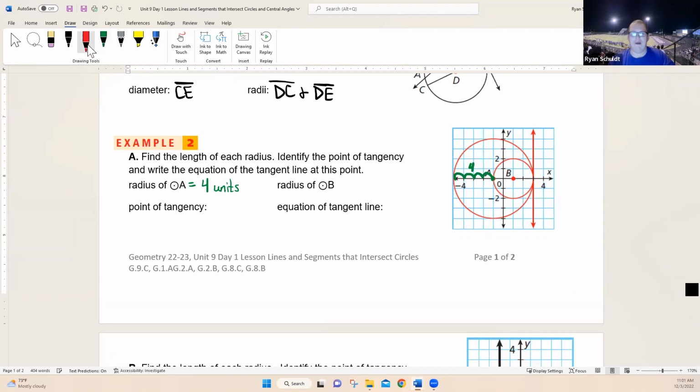Now they ask us to find the radius of circle B. Start in the middle at B and then go out. 1, 2. It's going to be 2 units.